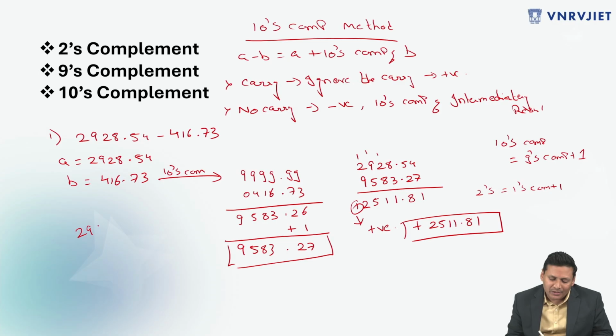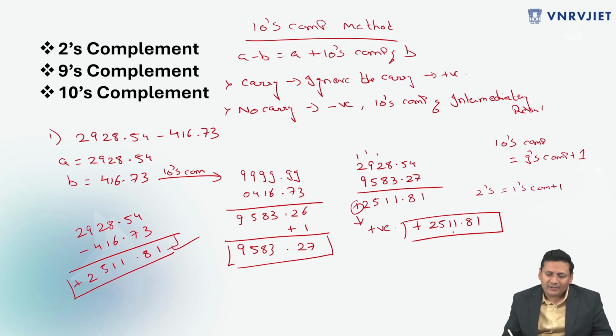This is what I got, and let us check whether we are getting the same answer or not with the traditional method. The traditional method is 2928.54 minus 416.73, which gives 2511.81. So if you check, we got the same answer, right?